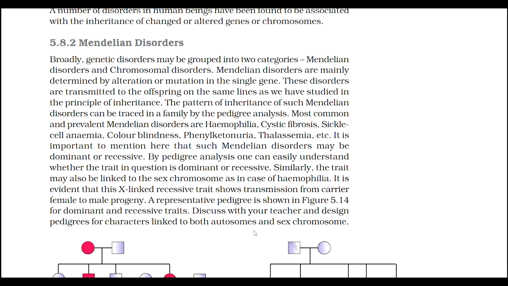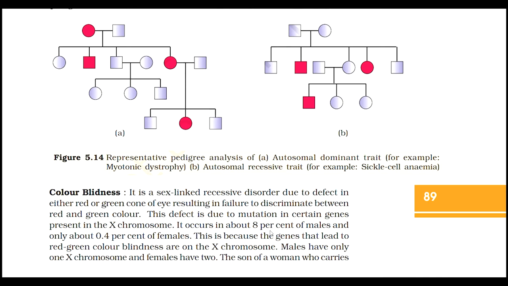Color blindness. It is a sex-linked recessive disorder due to defect in either red or green cone of the eye, resulting in failure to discriminate between red and green color. This defect is due to mutation in certain genes present in the X chromosome. It occurs in about 8% of males and only 0.4% of females. This is because the genes that lead to red-green color blindness are on the X chromosome.